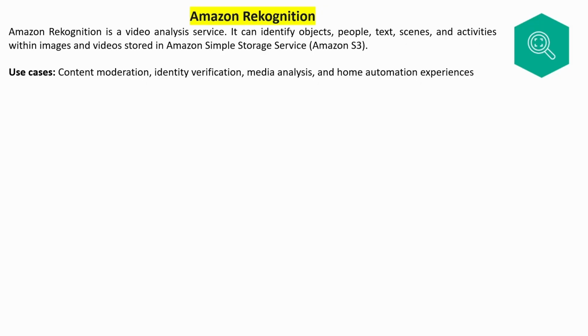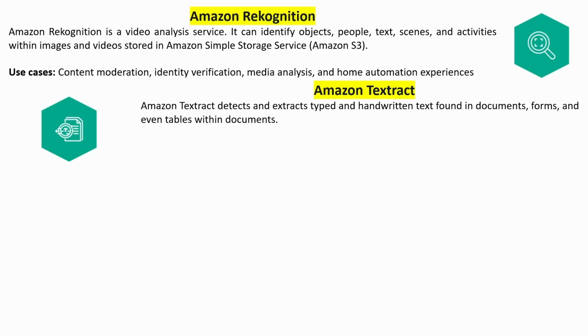Next one is Textract. This is a lifesaver for paperwork. It reads handwriting and tables so you don't have to manually type them in. Amazon Textract detects and extracts typed and handwritten text found in documents, forms, and even tables within documents. Use cases include financial, healthcare, and government form text extraction for quick processing.